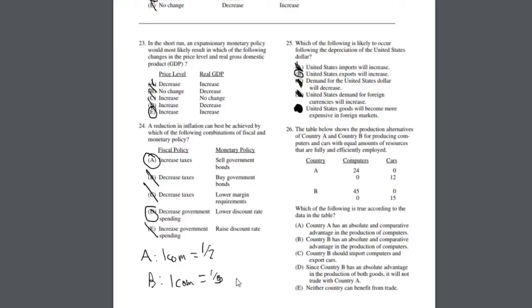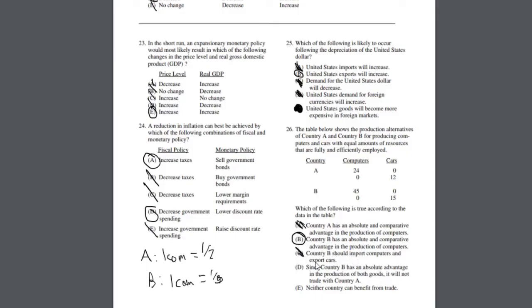All right. So by this, comparative advantage, basically you want the lower opportunity cost. So B has a comparative advantage in computers. So we're looking for something that says that B has a comparative advantage in computers. So it's not this one. It could be B here, for 26. So country B has an absolute advantage. So absolute advantage just means you can produce more. So that's true. And a comparative advantage in the production of computers. That's true. Country B should import computers? No, they should export computers because that's a comparative advantage.